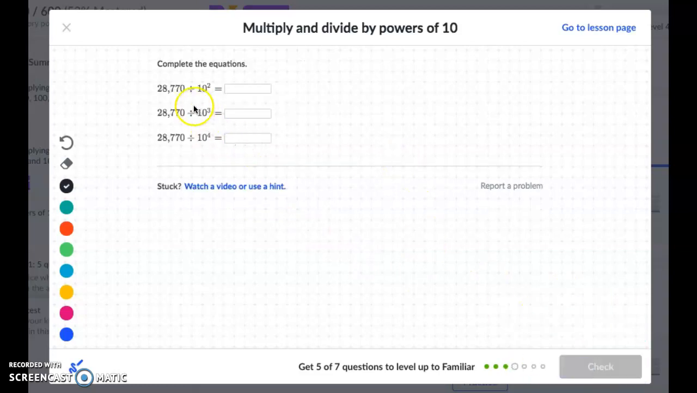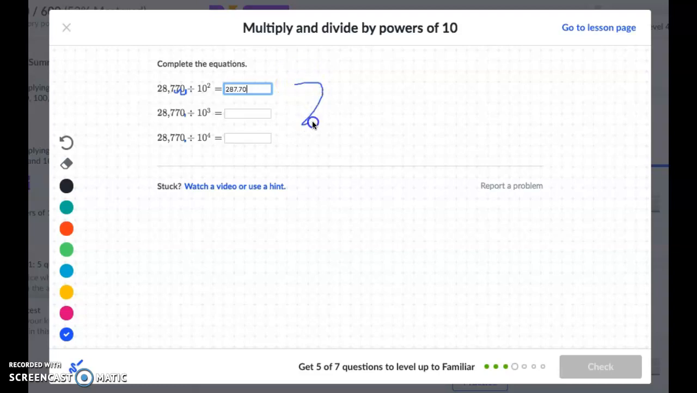Okay, again, now we're looking at this. Remember the decimals in these numbers, even though you can't see them, are really peeking out right behind those numbers. So there are still decimals there, even though you can't see them. Divided by 10 to the 2 means we're moving our decimal to the left, and we're going to move it 2 spaces. So 1, 2. So our new answer is going to be 287.70.